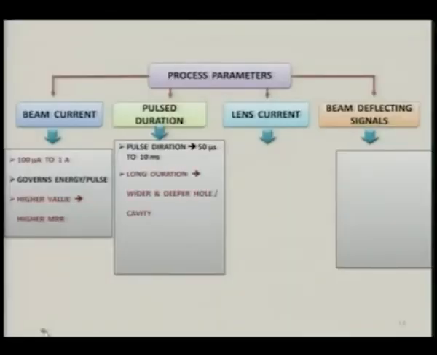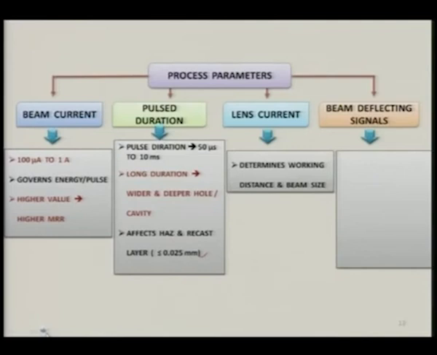Now pulse duration normally varies between 50 microsecond to 10 millisecond depending upon the requirement. Smaller the pulse, better is the accuracy, but lower is the material removal rate normally. Now long duration gives you wider and deeper hole cavity. It affects the heat affected zone and recast layer. I have already discussed heat affected zone and recast layer at many places, so I am not going to repeat it, and the size of the recast layer is normally around 25 micron or less.